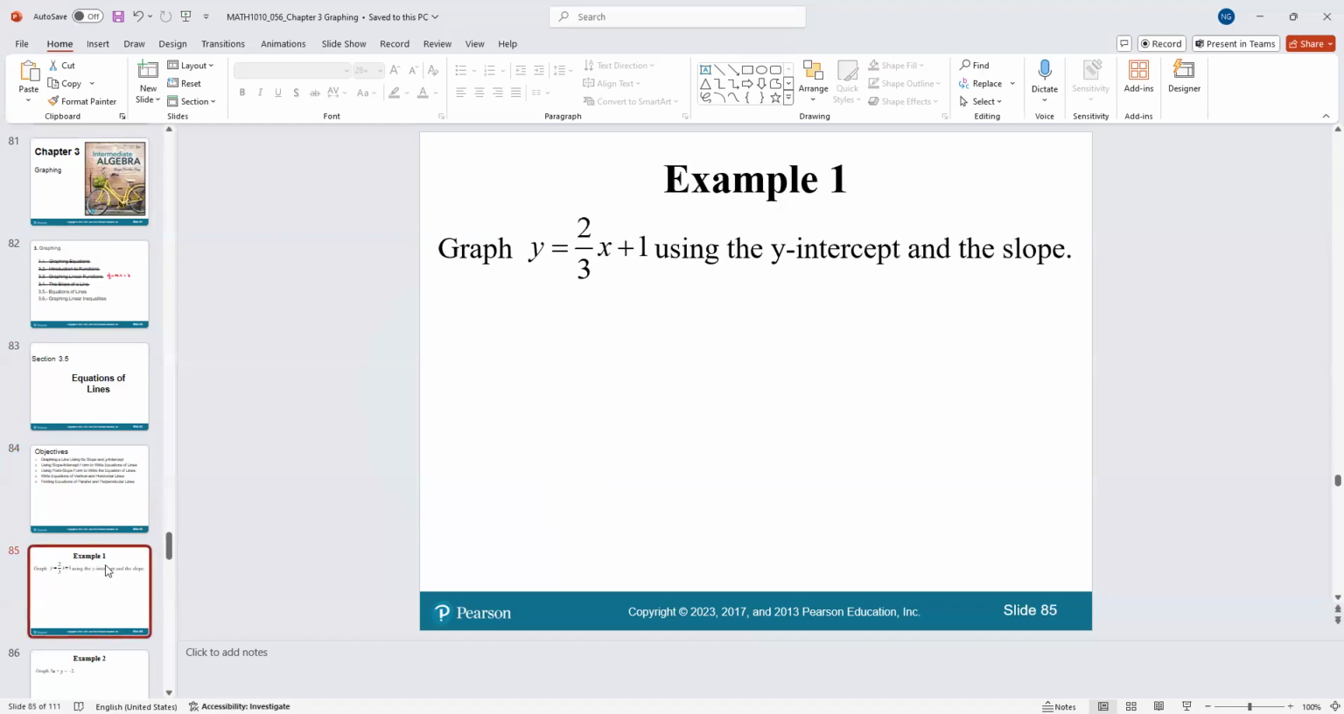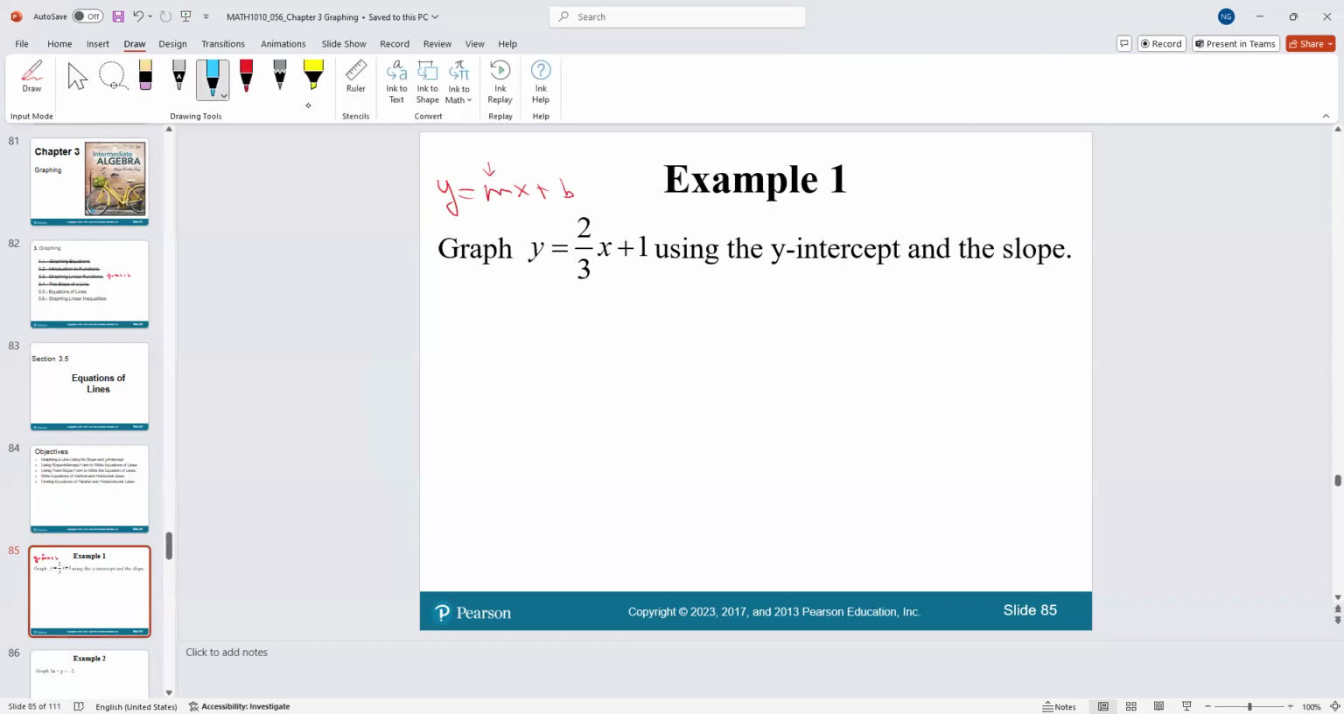As one of the first examples, we're talking about graphing a line using the slope-intercept form. Remember, the slope-intercept form is y equals mx plus b, where m is the slope and b is the y-intercept.